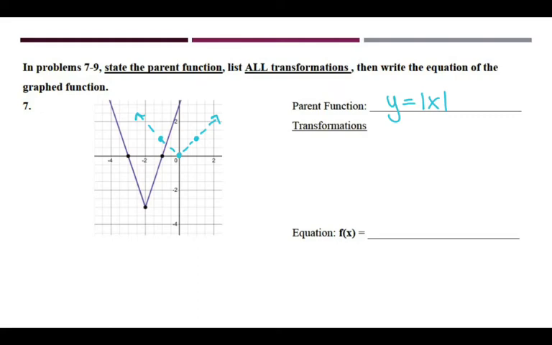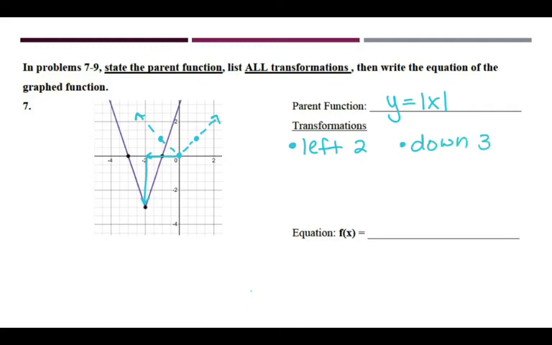I can see that there was no reflection because both my parent and the purple function are pointing up. I can see that I moved to the left 2 and down 3. That's how that point has transformed to your new point. So I'm going to go ahead and make that note. Let's see, we went to the left 2 and down 3.